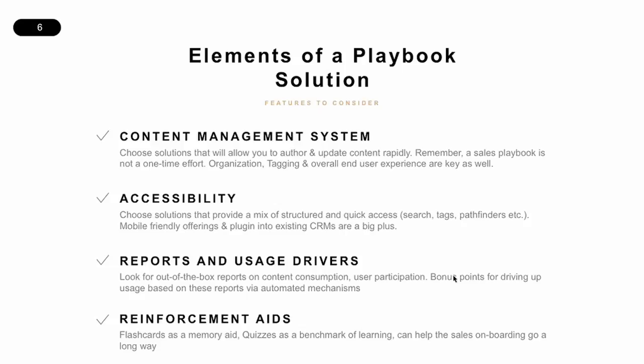Now, there is a third piece that is often ignored, which is the reporting and usage driver aspect. Look for solutions that have reports on content consumption, because at the end of the day, you want to know if your system is working. What's very critical here is, first, is the content getting consumed? And when we say that, what is it that is getting consumed? Is it objection handling? Is it the competitive landscape? Is it a value proposition? Is it solution-oriented positioning? You should have information on what your sales teams or field teams are actually consuming at the end of the day.